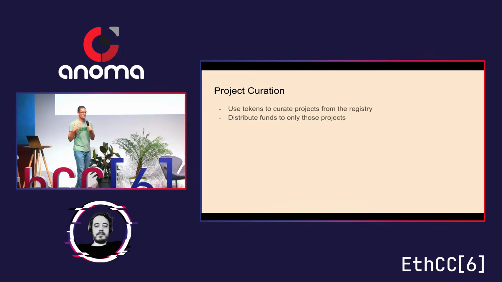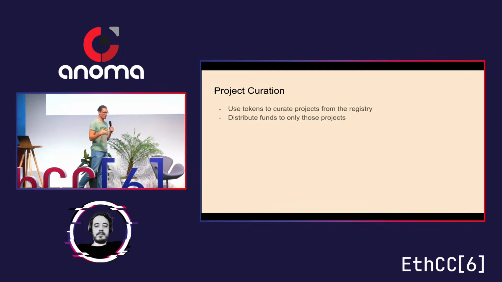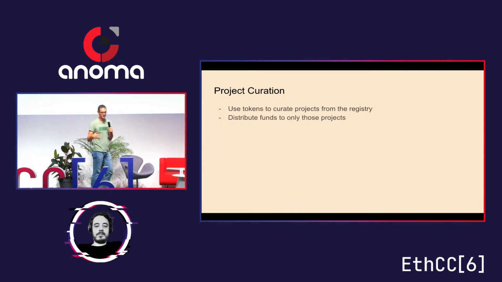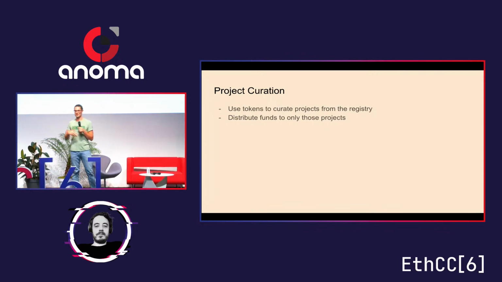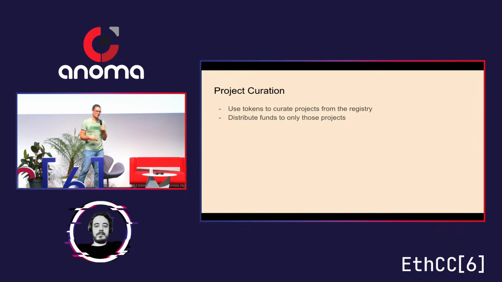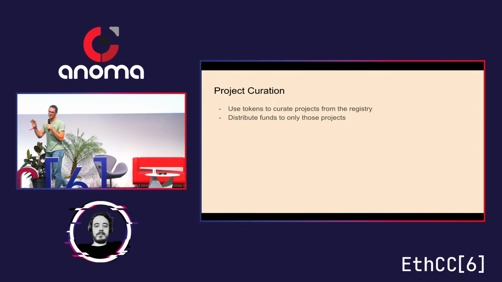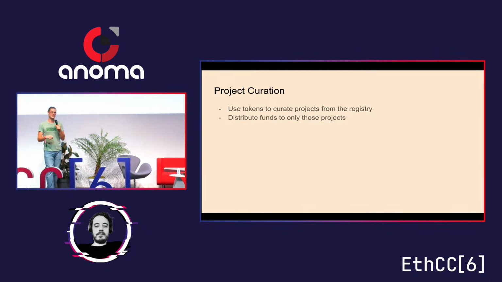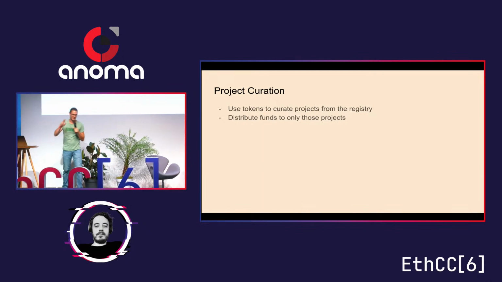Project curation. The project registry, I think, is going to be a really exciting part of Allo, right? You can use tokens to curate particular projects. And so, what is a DAO other than the sum of its projects? Well, you could use a token to curate these on chain, right? Anybody here familiar with the term token curated registry? A couple people? Yeah. Y'all have probably been in crypto since before 2017.